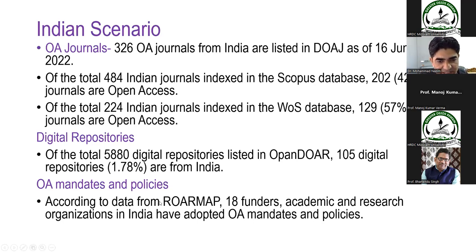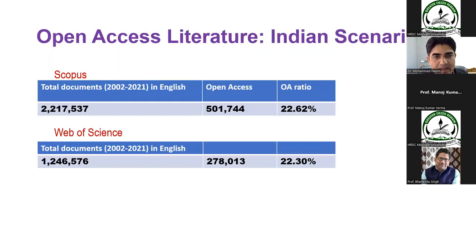I have just checked the data from the ROARMAP website, which provides the OA mandates and policies of different publishers, academic institutions, research institutions and government agencies. Only 18 funders, academic and research organizations in our country have adopted OA mandates and policies. That is data from ROARMAP. This is a database where you can check the open access mandates and policies of different kinds of academic and research institutions in a particular country.